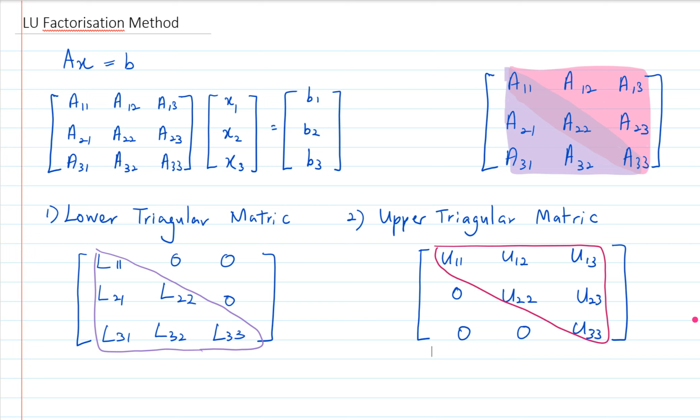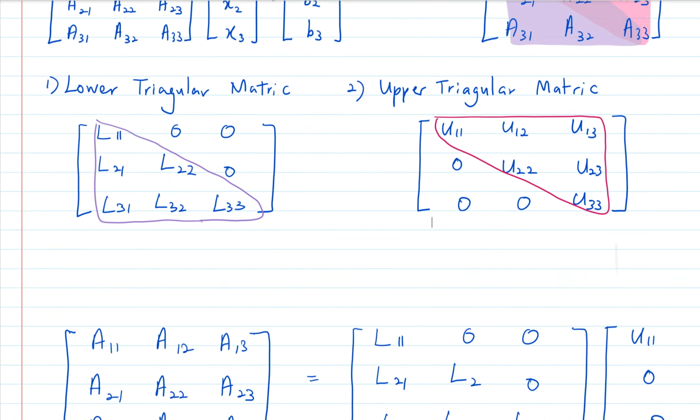This is very important. You need to know how to recognize the lower triangular matrix and the upper triangular matrix to solve using the LU factorization method. So LU here is actually lower and upper. Now we move to the next.